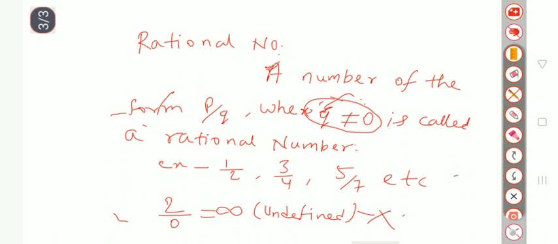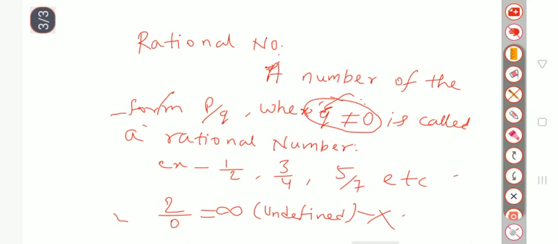Okay, so this is the definition of rational number. If it is asking what is rational number, then you have to write a number of the form p by q where q not equal to 0 is called a rational number. Example, anything you can give: 5/7, 3/8. Just you remember, q should not be equal to 0 means denominator should not be equal to 0.